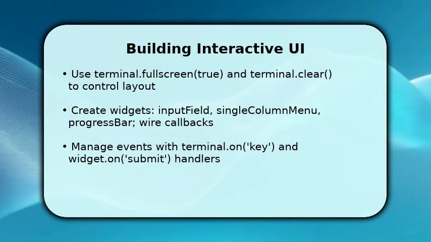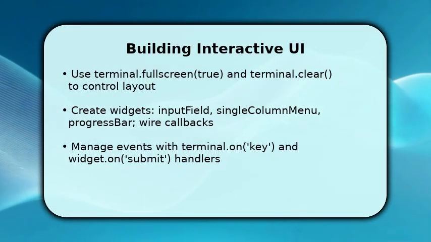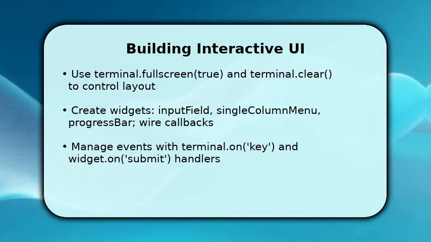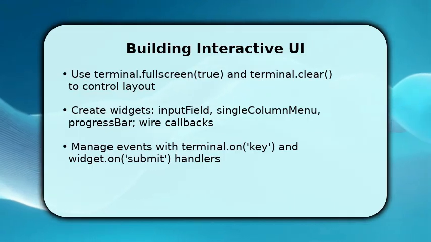You now assemble interactive components. Start by switching to full screen and clearing the view, which prevents layout glitches. Then instantiate widgets like input field, single column menu, and progress bar so users can interact. Connect each widget to callbacks that update state.